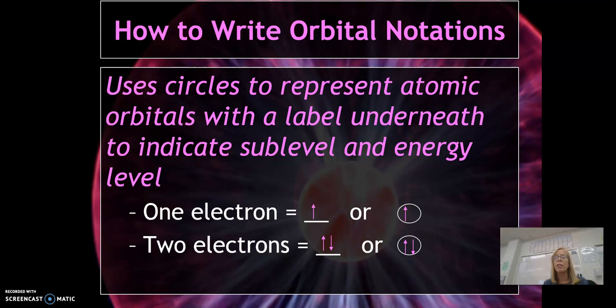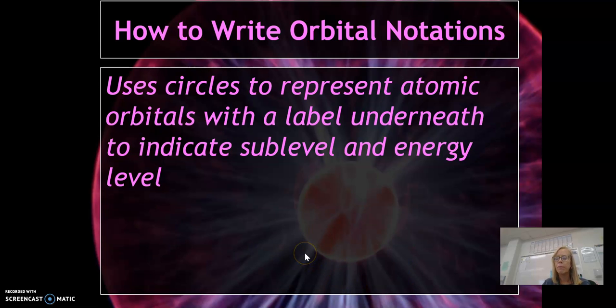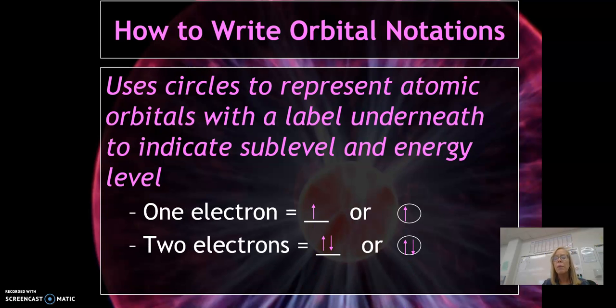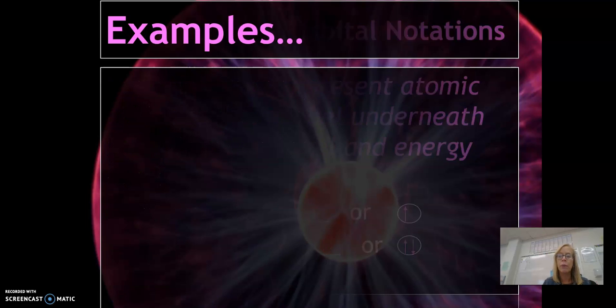If you have two electrons, remember, each atomic orbital can hold a maximum of 2 electrons, provided that those electrons have what's called opposite spin. And so when you show that on an orbital diagram, you'll have one arrow up and one arrow down. You can have that on a line or a circle with the 2 arrows through it.